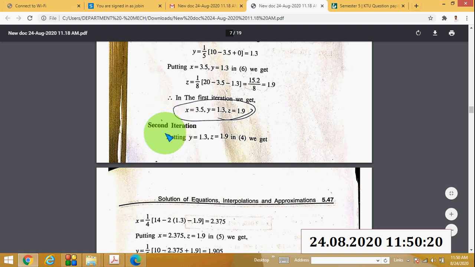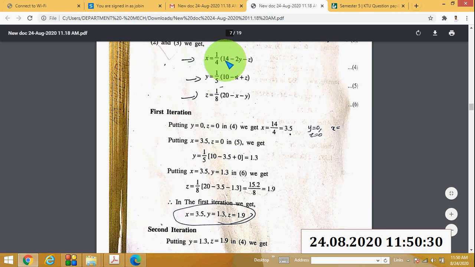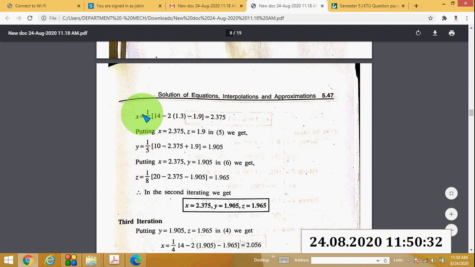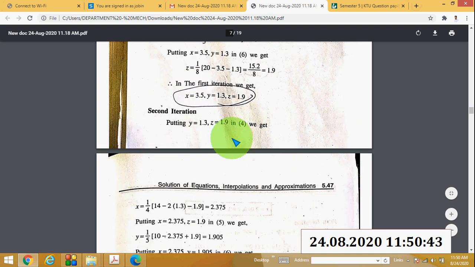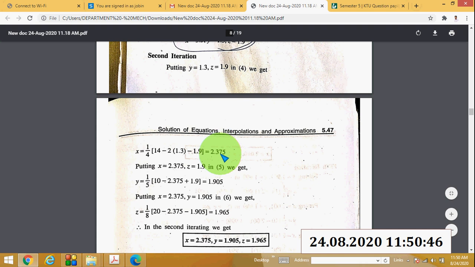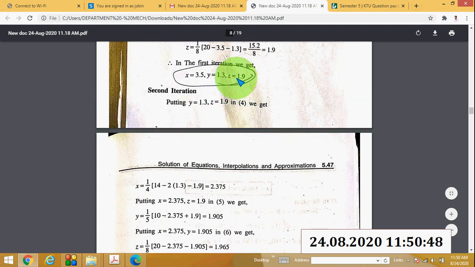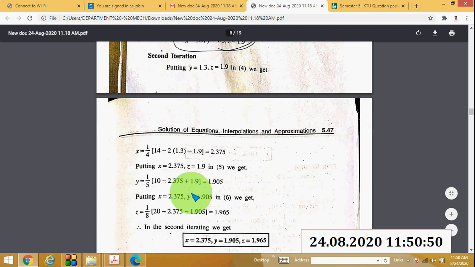Then go to the second iteration. Now the value of y equals 1.3 and z equals 1.9. Substitute these two values in equation number 4, and you will get the value of x, which is 2.375. Then consider the fifth equation. Substitute the values of x and z in equation number 5, where x is 2.375 and z is 1.9. You will get the value of y, which is 1.905.